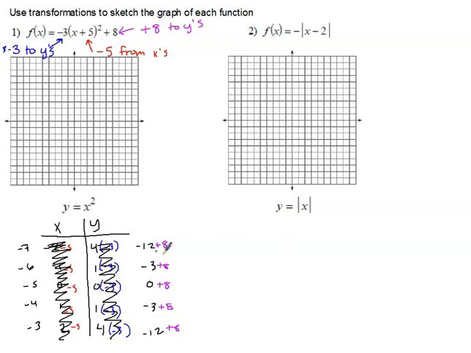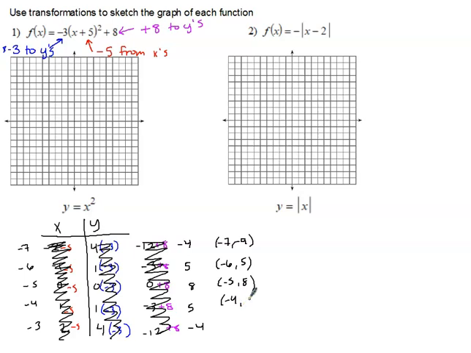And my new table is negative 4, positive 5, 8, 5, and negative 4, giving me the ordered pairs negative 7, negative 4, negative 6, 5, negative 5, 8, negative 4, 5, and negative 3, negative 4.